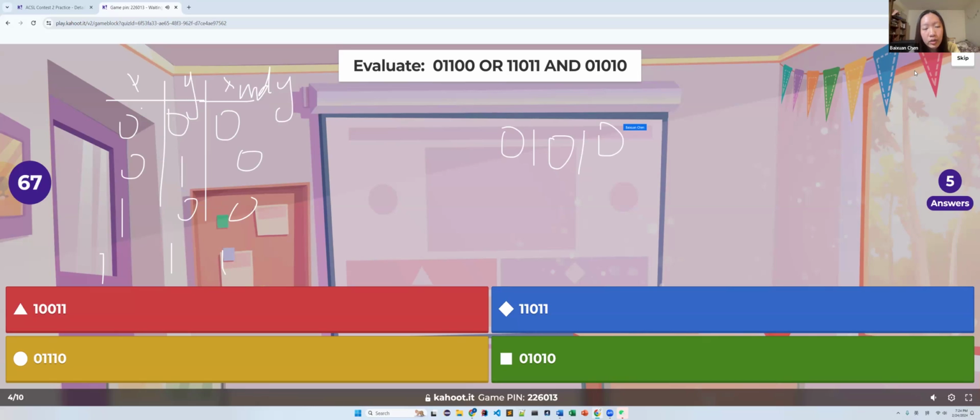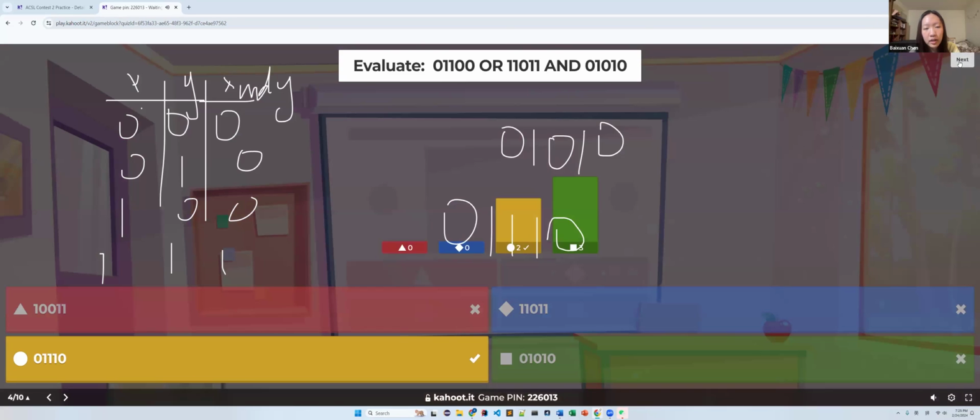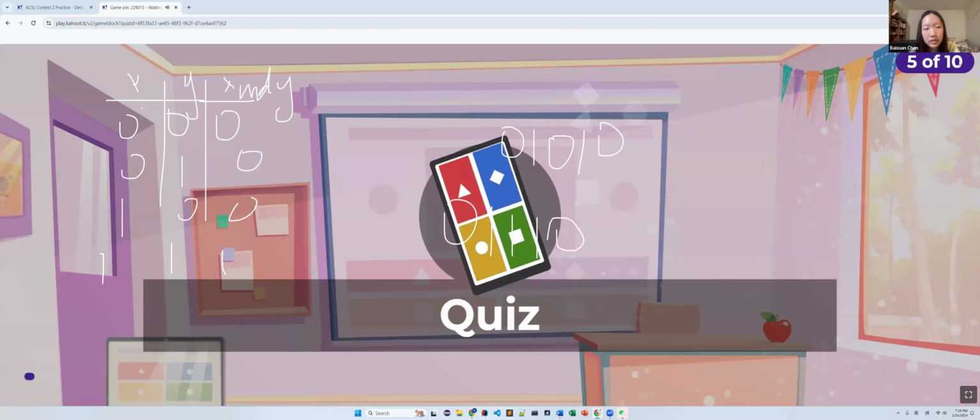And then we have or, which again, will only return 0 if there are 2 zeros. Otherwise, it will return a 1. So this one, 0 or 0 is 0. 1 or 1 is 1. 1 or 0 is 1. 0 or 1 is 1. And then 0 or 0 is 0. So the answer should be yellow. Are there any questions?